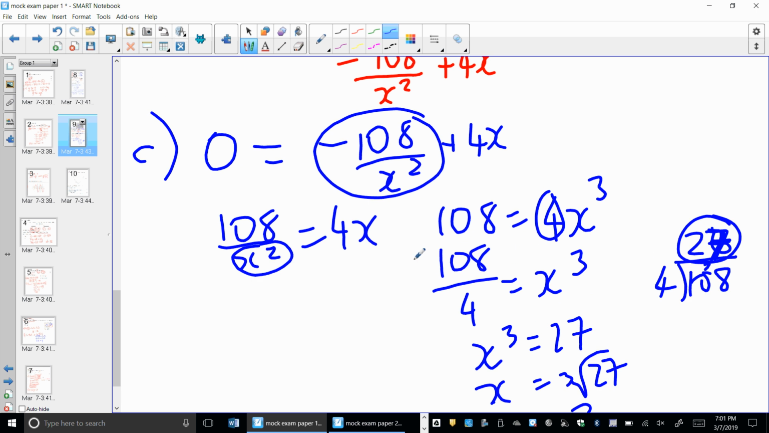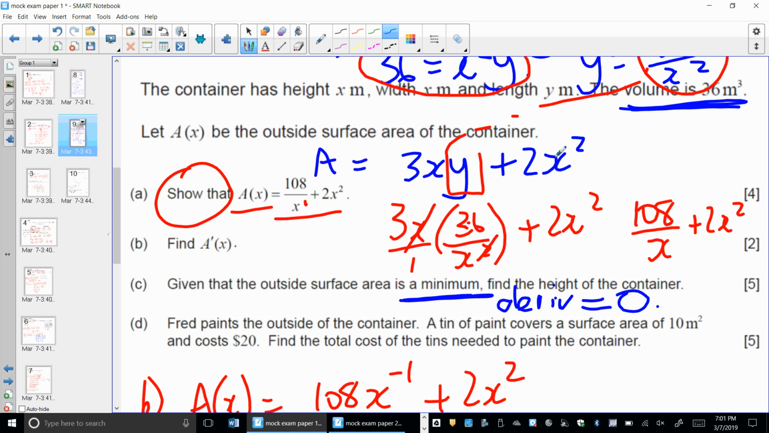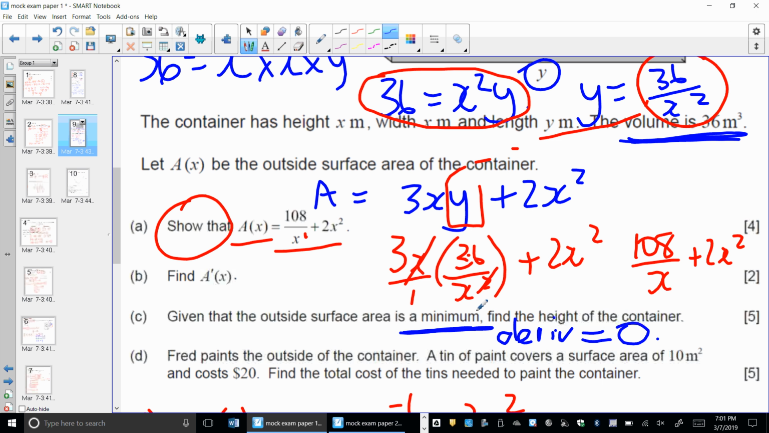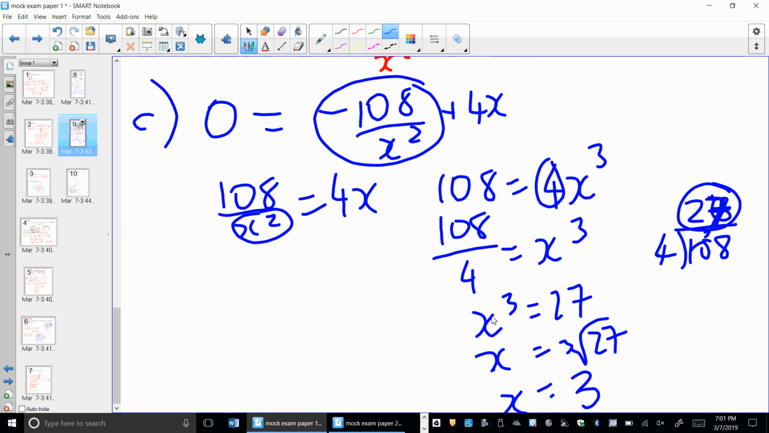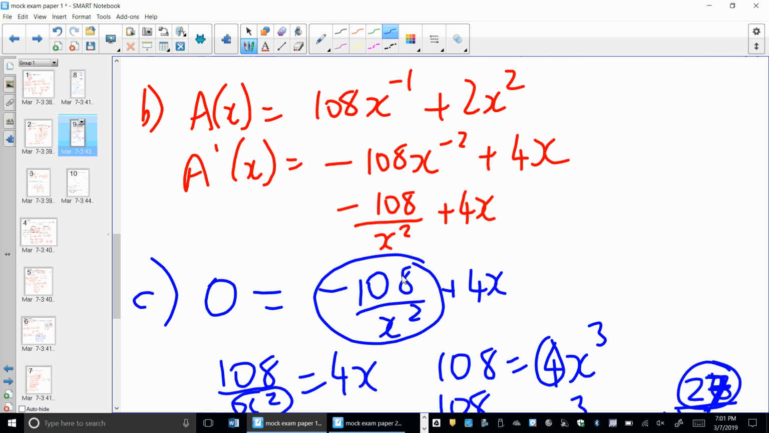x is 3. Now, that's not our final answer though. It says find the height of the container. Let's just double check. So the height of the container is given by the value of x. So we're good to go. That is the answer. So the height is 3 meters. Is it meters?